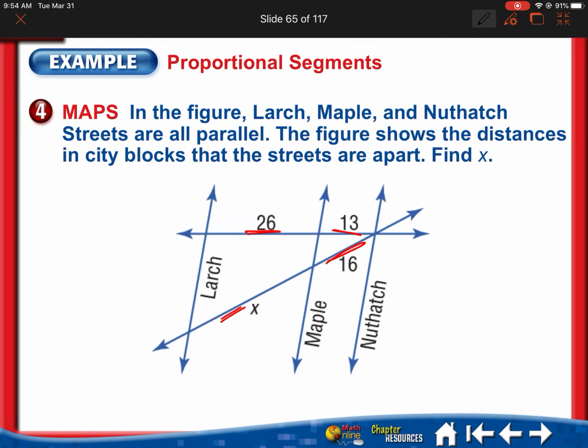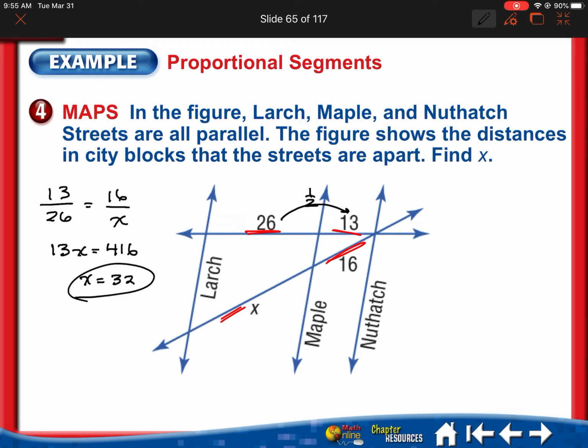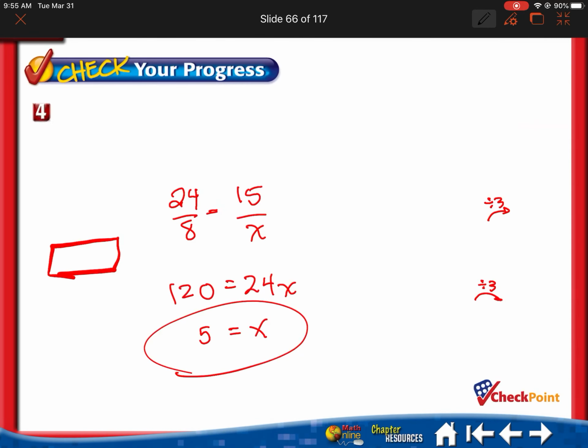All right, so we can set up a proportion. We're going to do 13 over 26 equals 16 over x. So once we cross multiply, we get 13x is equal to 416. Divide both sides by 13, we get x is 32. And that should make sense because 13 is half of 26, and 16 is half of 32. All right, take a few moments, do the your turn, come back to the video, and check your answer.